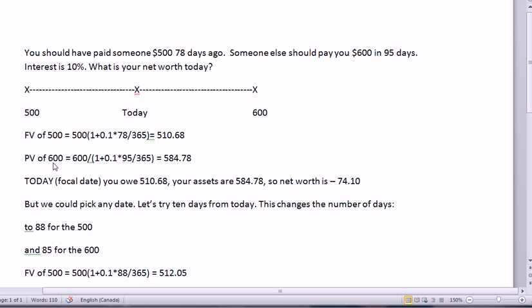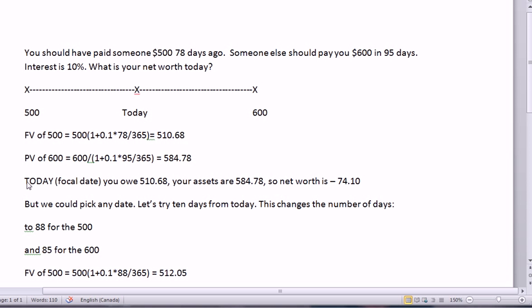So the present value of $600 is 600, right? Remember the present value formula, 1 plus the interest rate. Now we've got 95 days, so that's 584.78. So what this means is that instead of getting $600 in 95 days, exactly the same value is 584.78, because you haven't had to wait 95 days with the interest.